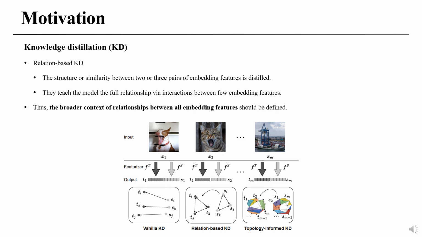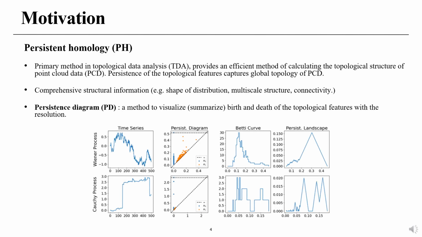However, it is difficult to consider all arbitrarily multiple relationships of the features simultaneously. To tackle this issue, we chose to use persistent homology, a primary method in topological data analysis that gauges the topological features of data across various scales. As it embeds comprehensive structural information like distribution shape and multi-scale structure, persistent homology can grasp the global topology of data.